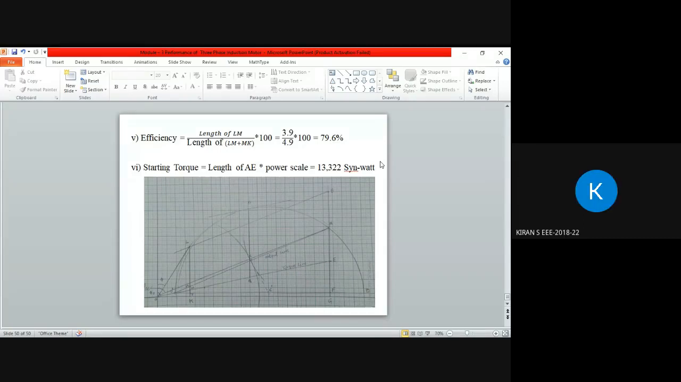So 3.8. Okay. So that is LM, which is 3.8 divided by the length of LM plus MK. So MK, I think you'll be getting around 1.2 or 1 or 0.8. So that is the length of the full line, no, sir? The full length of that line, from L to K. Yeah, LK.